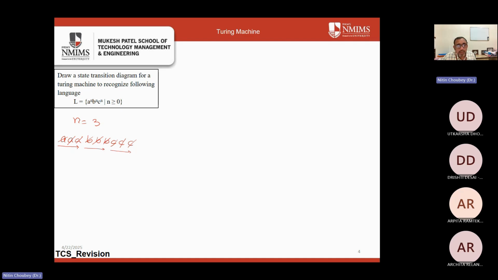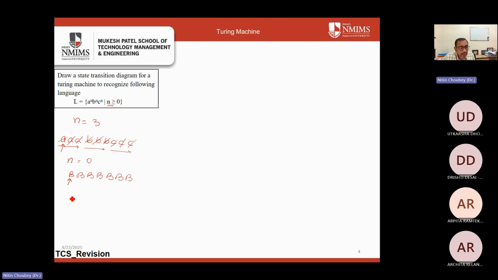This is simple logic. But here the definition says that n is greater than or equal to 0, which means if n is equal to 0, on your tape you will have all blanks, right? Nothing would be there. So what does it mean? At the beginning itself, if you are getting B, it means your n is equal to 0. But if it is not so, your symbol should be A. So by default, your first symbol would be either B or A, indicating n equals 0 or n greater than 0. So these are the two cases which we need to handle here.